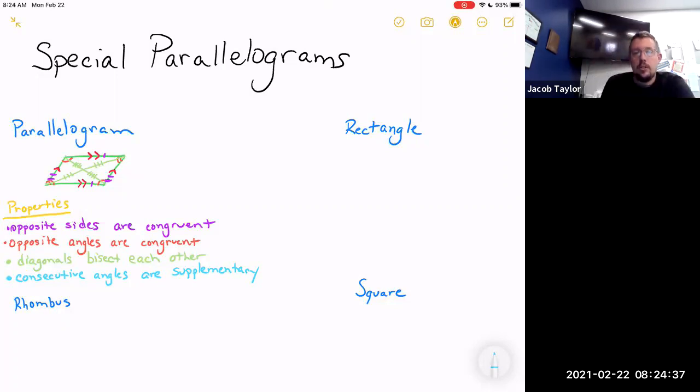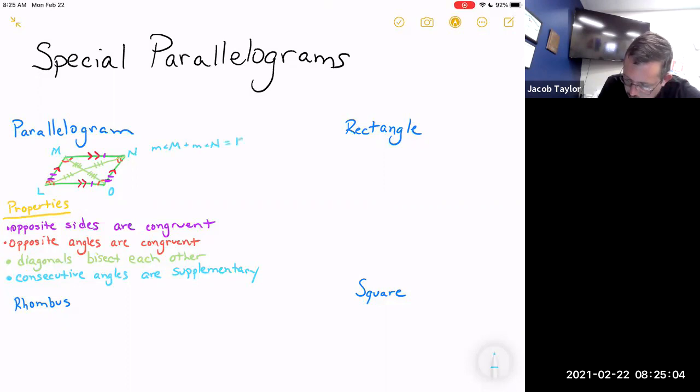So if I were to label these angles, M, N, L, and O, consecutive angles being supplementary means if I add any two angles that are next to each other, so like angle M and N, for example, are consecutive angles, I could say that the measure of angle M plus the measure of angle N is 180 degrees. This is true of all four pairs.